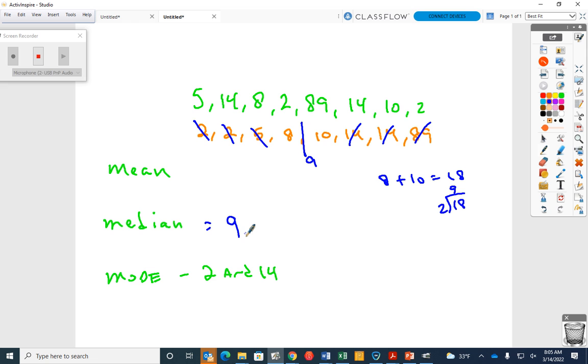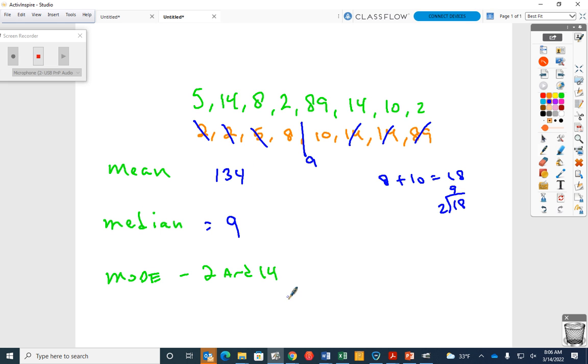Now the mean. Okay, what do I do to find the mean? Add all these up. Okay, so let's add them up in your calculators, and I'm letting you use calculators for this. Okay, add up 5 plus 14 plus 8 plus 2 plus 89 plus 14 plus 10 plus 2. Okay, and tell me what you got. 134. Do you guys agree?